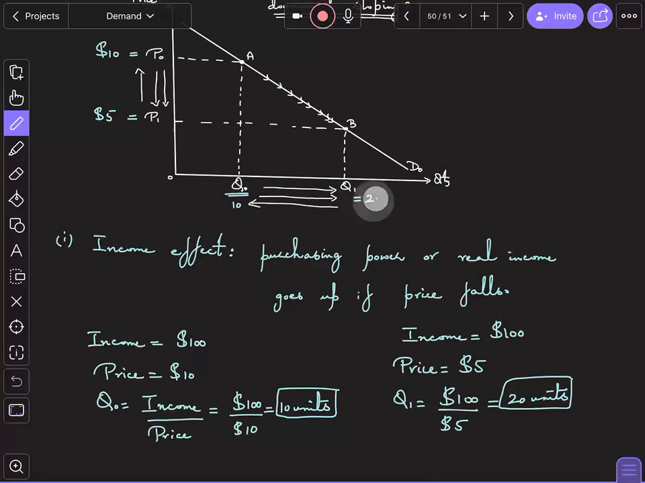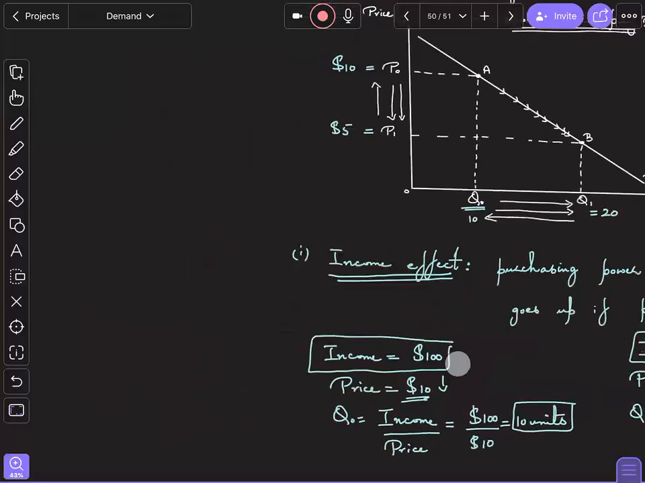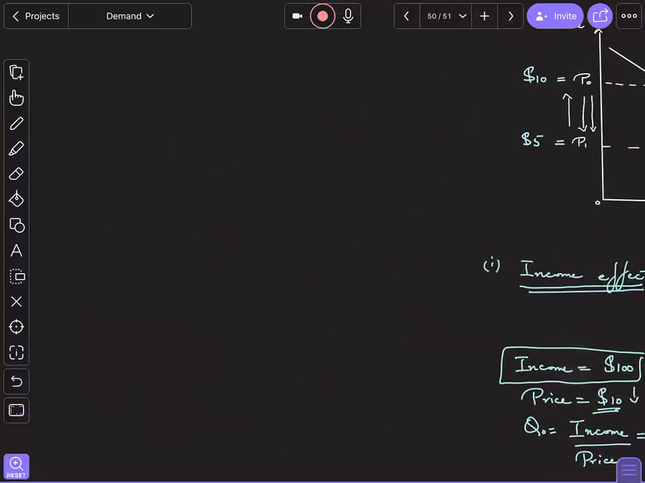So q1 is 20, which means that if the price is $5, then you will buy more quantity because your real income is increasing, your purchasing power is increasing. With the same amount of income, earlier your income was $100 and still your income is $100. But since there is a fall in the price from $10 to $5, you will buy more quantity because your real income is increasing, which is called the income effect of price change. And the second one is called the substitution effect of price change.